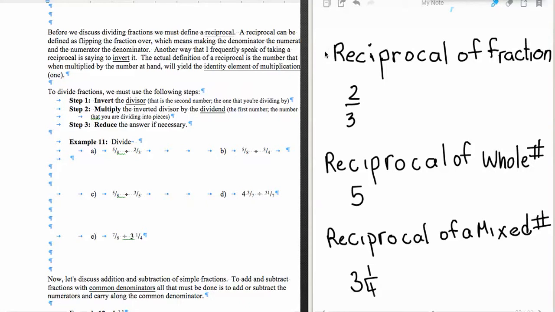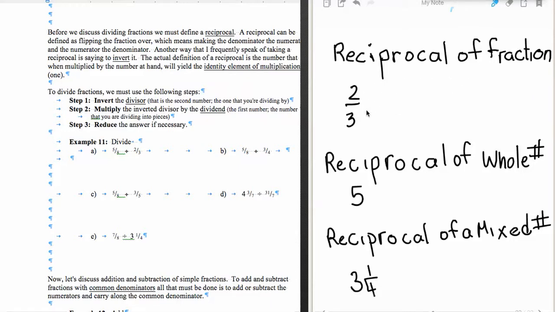Now we need to discuss dividing fractions. So the first thing we have to talk about is what a reciprocal is. A reciprocal has a technical definition that relates to the identity element, but we're just going to go over the basics of it, which is just flipping it over or inverting it.